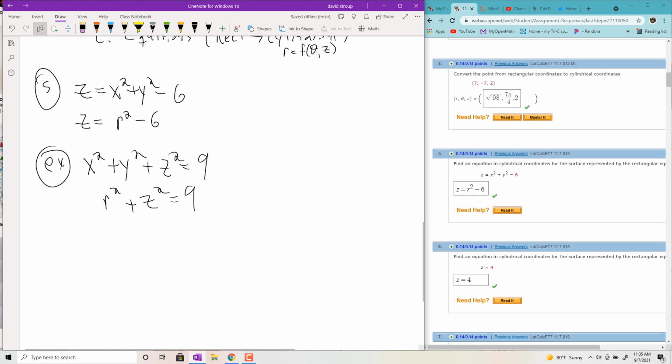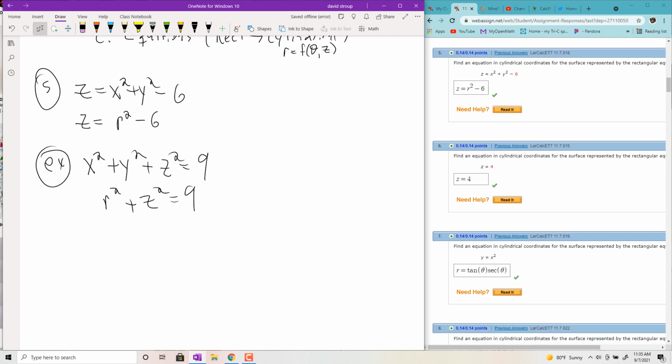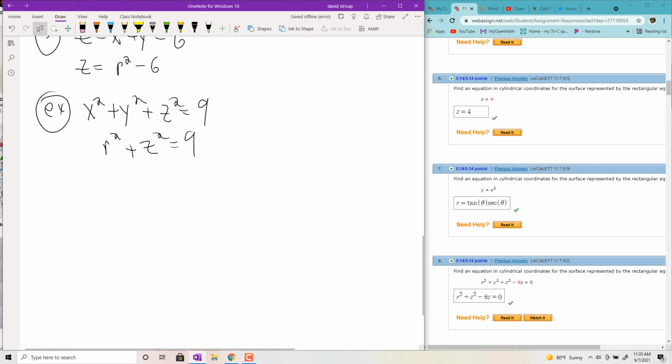Let's look at another one. See number 6, that one on the right here, that one is so blatantly idiotic. The equation is the same in cylindrical and in rectangular coordinates. Sadly, number 7 there is not so simple. Let's look at that guy.